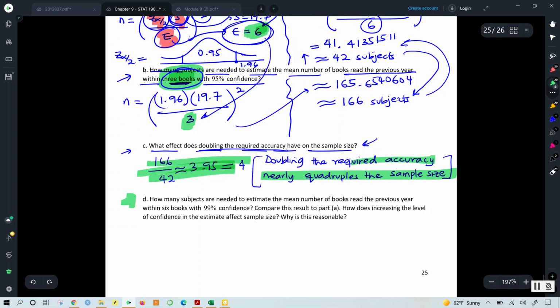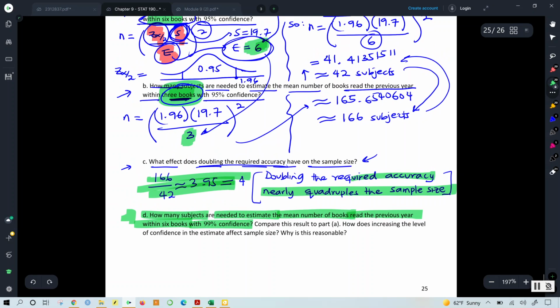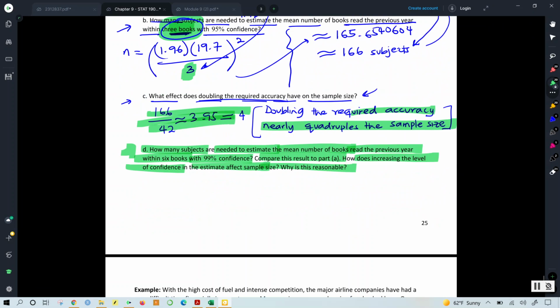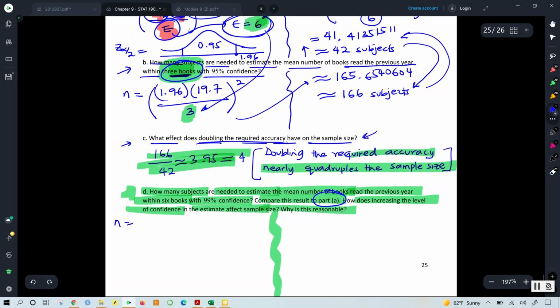Then question D. How many subjects are needed to estimate the mean number of books read the previous year within 6 books with 99% confidence interval? Compare this result to part A. How does increasing the level of confidence in the estimate affect the sample size? Why is this reasonable? To solve this question, we use the formula we used earlier, which is used in part A.